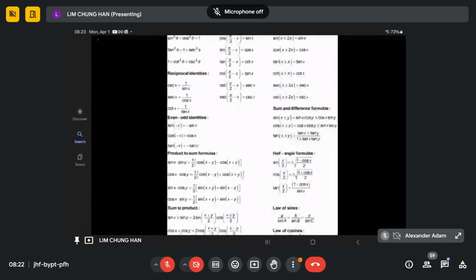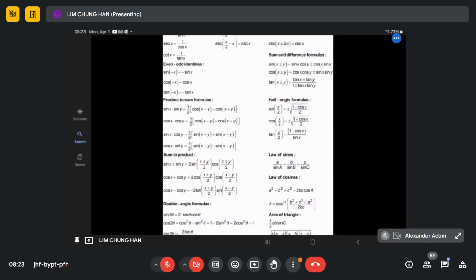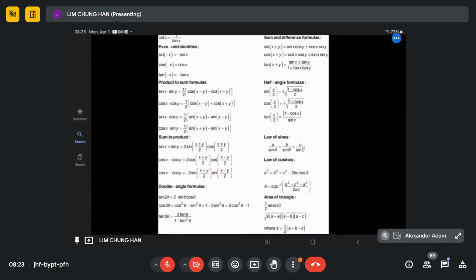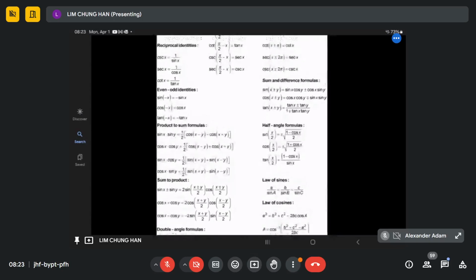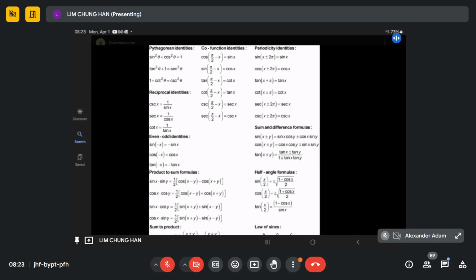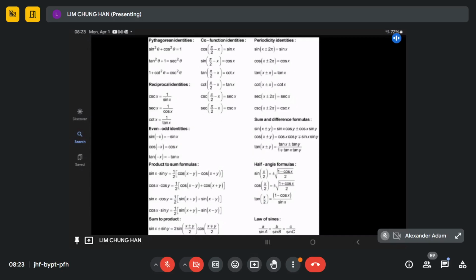Yes. Trigonometric identities. So what are trigonometric identities? Trigonometric identities are basically some common trigonometric rules that relate sine, cos, and tangent together. It's quite a big list, so you need to know how to use this table. I think you must have learned this before.